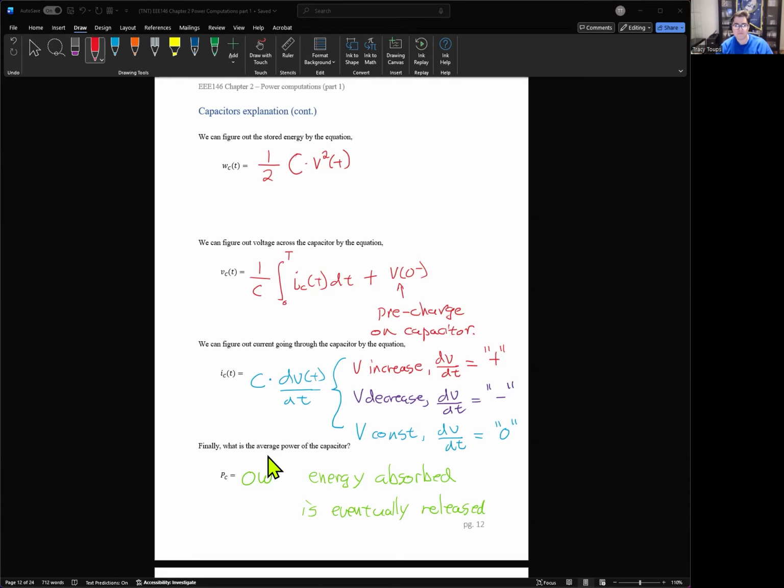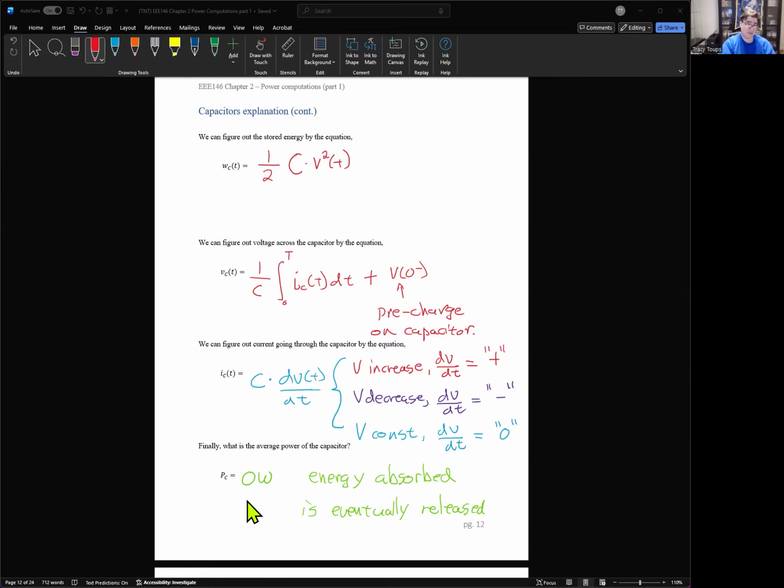And of course, the average power of a capacitor is going to be 0 watts because the capacitor doesn't do any work itself. It will take energy for a small amount of time, but eventually it has to give it back. If I raise it up to 10 volts, I would take energy out of the circuit to charge the capacitor up to 10 volts. But eventually my circuit is going to turn off and go back to 0 volts, so I'm going to release the energy back into the circuit.